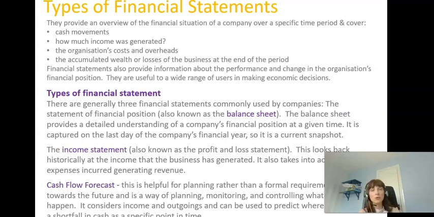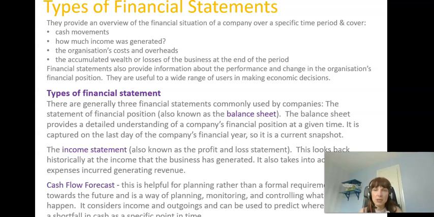So we've got 3 financial statements. We've got our balance sheet, which is where we're looking at what's coming in, what's going out, how the business is funded, and what assets it has got. So the good stuff, and the liabilities, so the stuff it owes, and how that balances out, and what the debt is, and how that's funded. So we're looking at a sort of equilibrium.